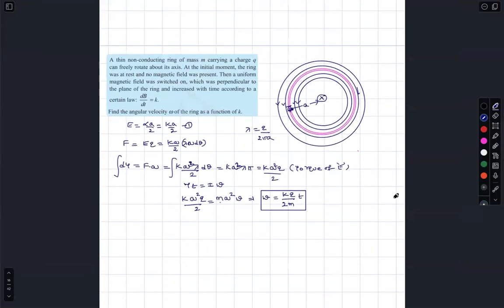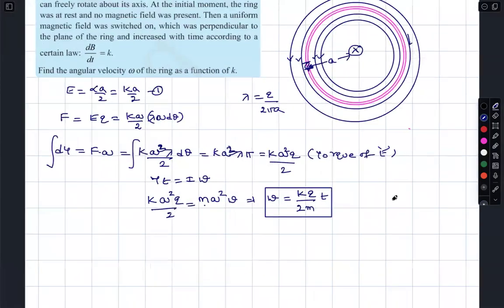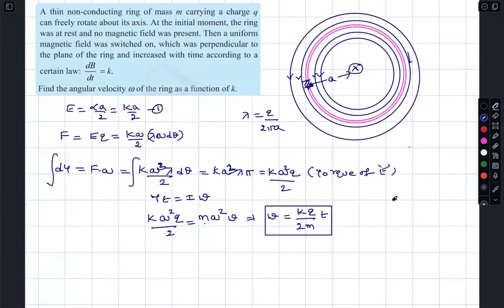Any doubt on this? Please ask me right now. Boys and girls, if you have any doubt on this, please ask me right now. Else, I'll proceed to the next concept.